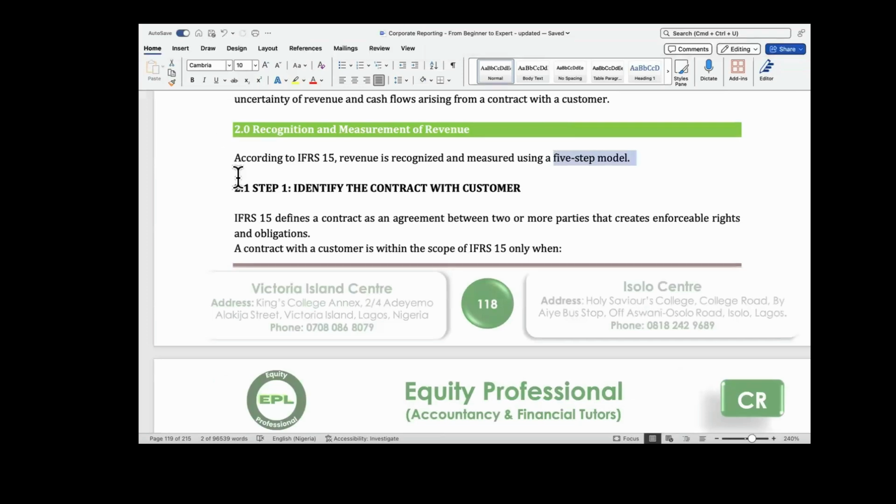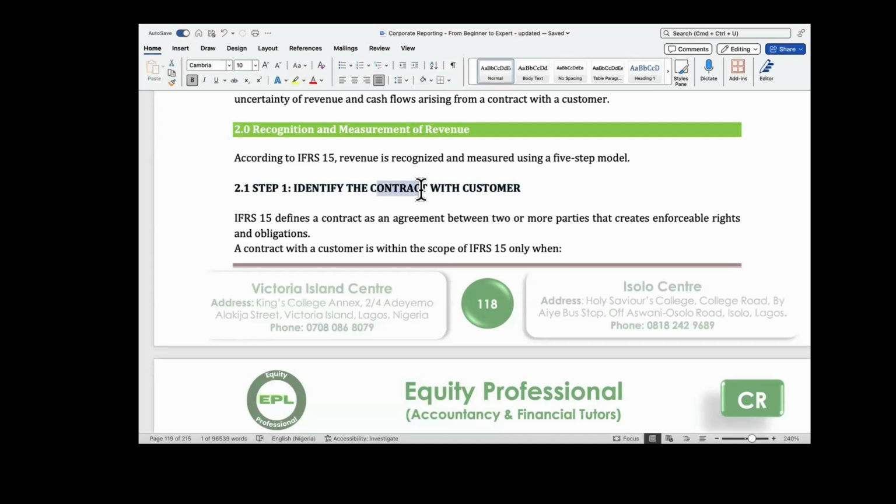Step 1 is to identify the contract with the customer. That's step 1 in revenue recognition. Identify the contract with customer. So the major thing here is that, of course, there has to be a contract.